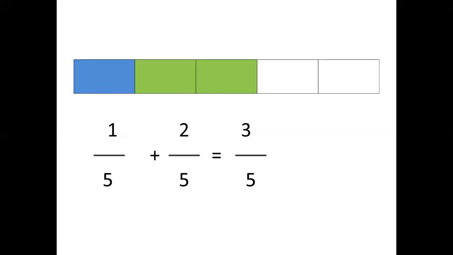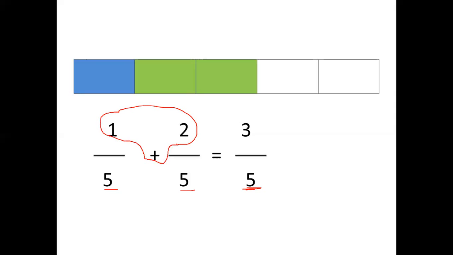Let's add them. When we add two fractions with the same denominators, we don't add the denominators, okay? We just add the numerators. The denominator here is 5, so we don't add the denominator. We don't say 5 plus 5 equals 10. No, the denominator is still the same. We just add the numerator.